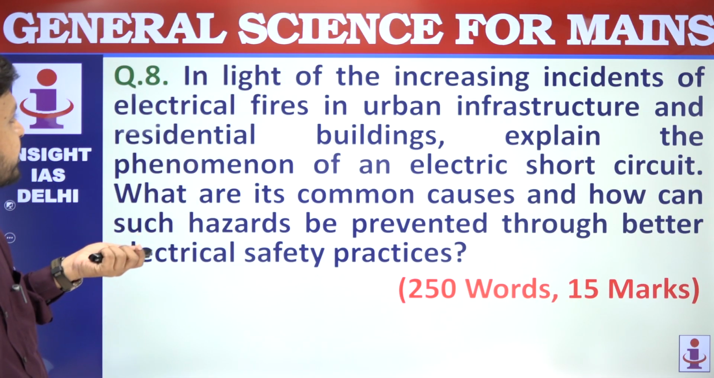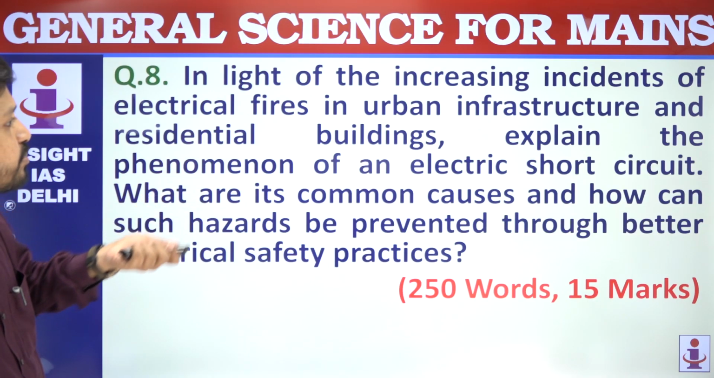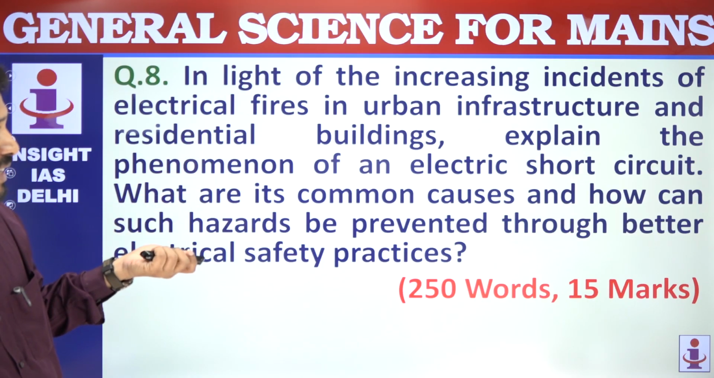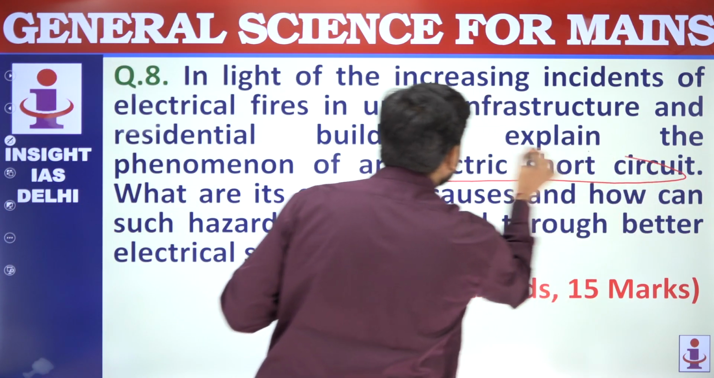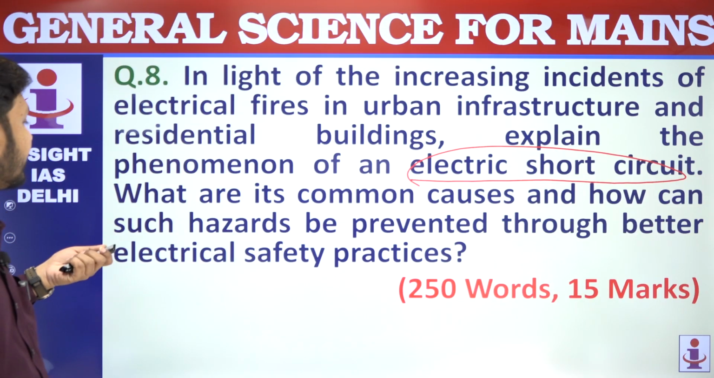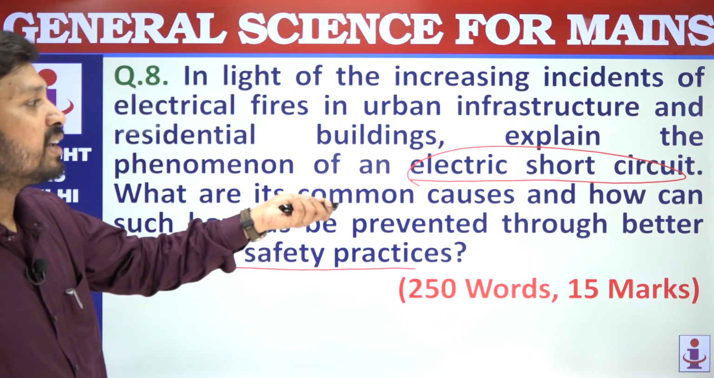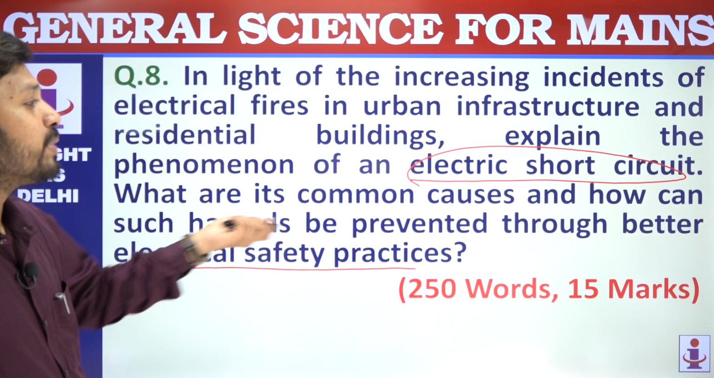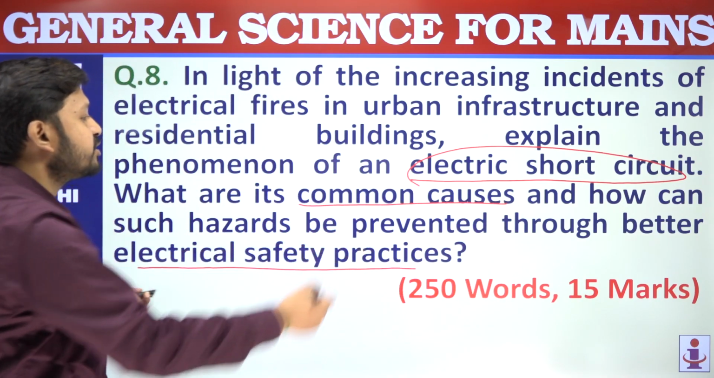Okay, so let's go to the next question. In the light of increasing incidence of electrical fires in urban infrastructure and residential buildings, explain the phenomenon of electric short circuit. What are its common causes and how can such hazards be prevented through better electrical safety practices? So they are asking about electrical short circuits, their common causes, and how such hazards can be prevented.